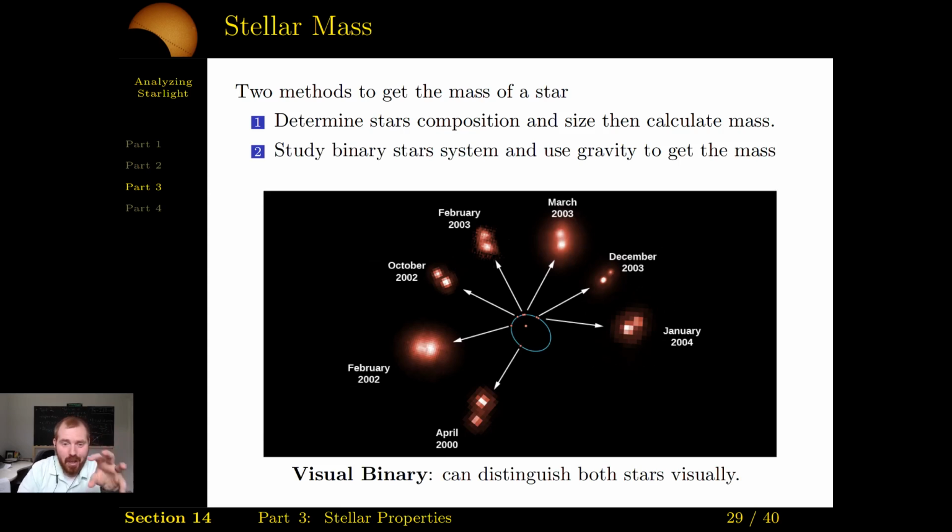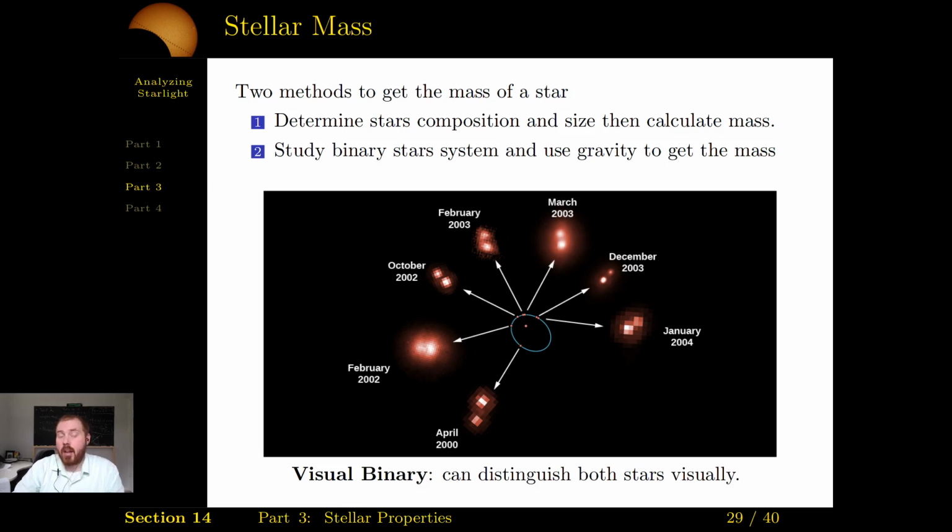Another technique, if we're lucky, is we can study binary stars, two star systems. So we're talking about two stars that are orbiting around each other. And think back to satellites, right? If you put a satellite in orbit around something, you can calculate the mass of the thing that's being orbited. And here's a very similar trick. I say here are two stars. They're orbiting around each other, and I'm going to start using Kepler's laws to start pulling that information out.